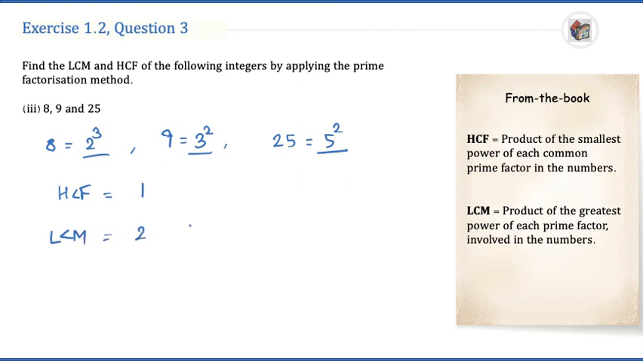LCM, on the other hand, will take each prime factor, so it will take 2, 3, and 5, and all of them will come with their greatest visible powers. Well, it's not about greatest and least because each prime factor comes just once. So you just have to multiply these and you will get 1800 as your LCM. And that's it.